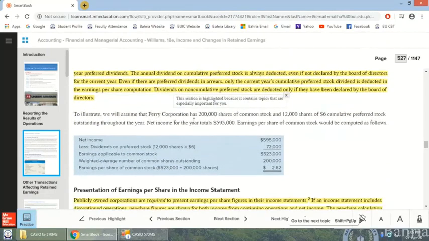Preferred dividends, okay. The main effect is that if you have income computed through the procedure already described, you subtract the dividends that have been given to preferred stockholders. You subtract that, and then you get earnings which are applicable to common stock.